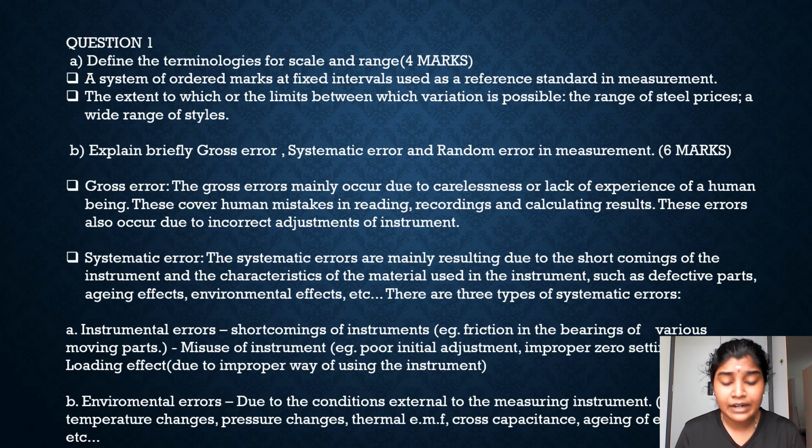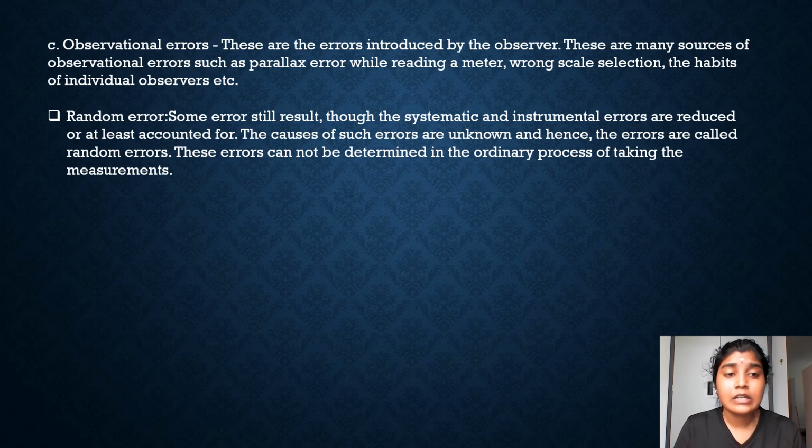Secondly, environmental errors due to conditions external to the measuring instrument. Examples: temperature changes, pressure changes, thermal EMF, cross capacitance, aging of equipment, etc. Third is observational errors. These are the errors introduced by the observer. There are many sources of observational errors such as parallax error while reading a meter, wrong scale selection, the habits of individual observers, etc.